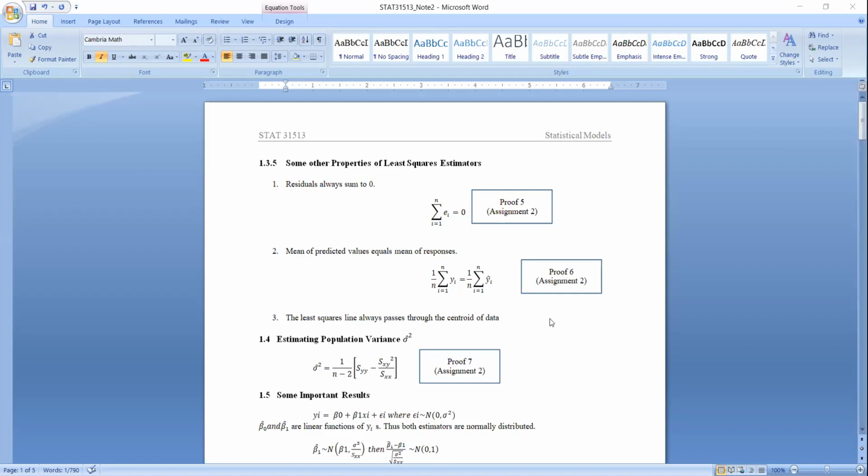And also the least squares line always passes through the centroid point, the centroid of the data. That is, if you find x bar and y bar, and check with the fitted line, you will see this x bar, y bar coordinate is passing through the fitted line, right? So I will just share, let's check these 3 points using the data set that we used to discuss last week, when we discussed the other properties.